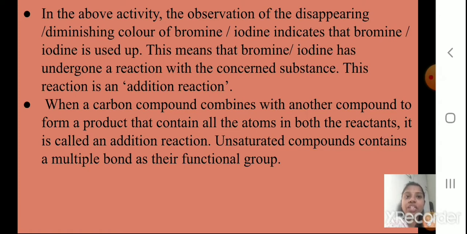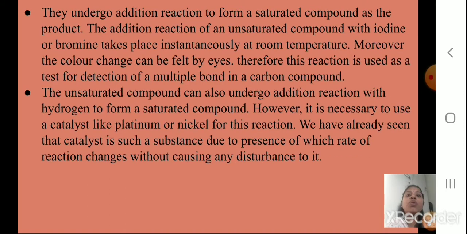You will remember, when a carbon compound combines with another compound to form a product that contains all the atoms in both the reactants. So whatever atoms are there in the reactants, everything is there in the product, then we say that it is an addition reaction. Unsaturated compounds contain a multiple bond as their functional group. So they undergo addition reaction to form a saturated compound as a product. So unsaturated compounds will undergo an addition reaction to form saturated compounds.